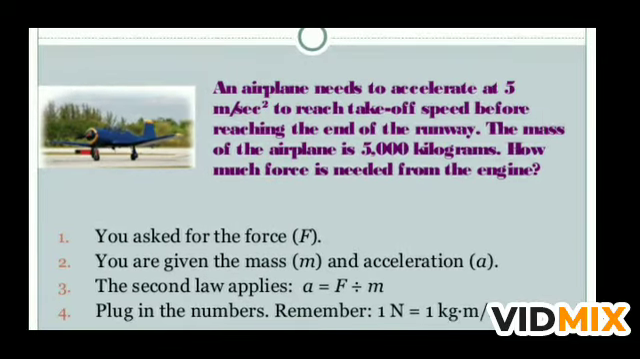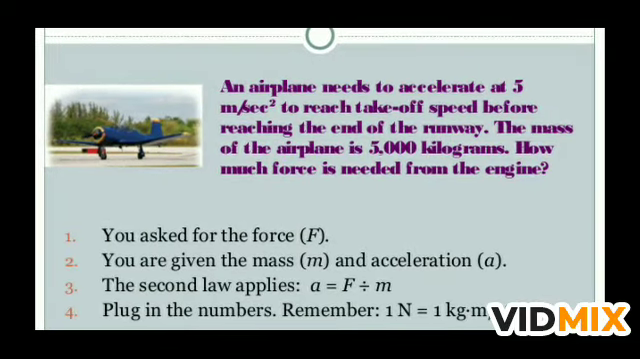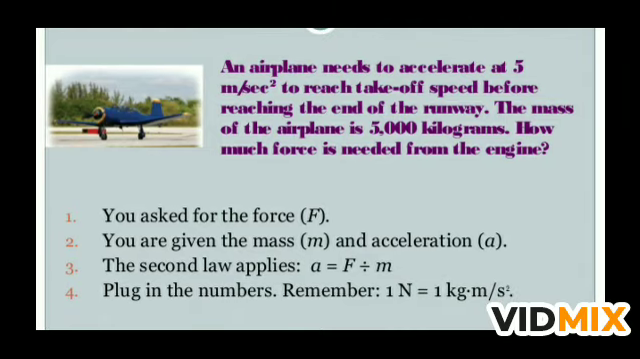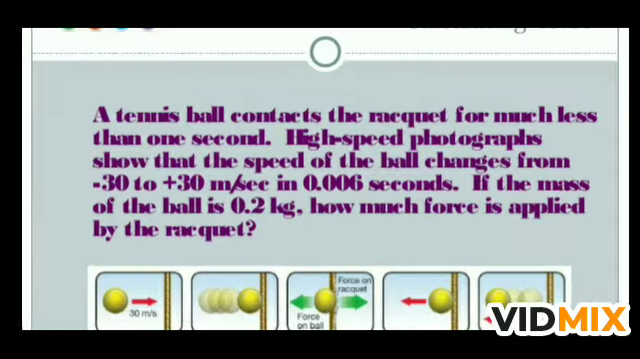Now an aeroplane needs to accelerate at 5 meters per second square to reach takeoff speed before reaching the end of the runway. The mass of the aeroplane is 5,000 kilogram. How much force is needed from the engine? Now you have to find the force here. You are given mass and acceleration. You apply the second law, that is a = F/M, and you put 1 Newton equal to 1 kilogram meter per second square, and by this you can find the force.